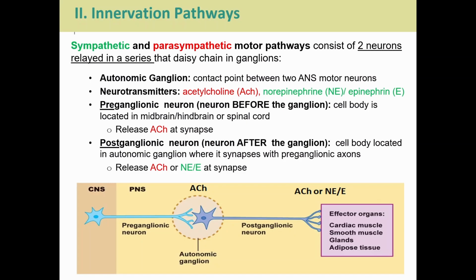So preganglionic neuron, this is the neuron that comes from the central nervous system and extends all the way out. This one is going to release acetylcholine at the synapse. And then the postganglionic neuron, the one that is going to connect us to the actual effector, this one is going to release acetylcholine or norepinephrine, epinephrine. And that just depends on, are we going sympathetic or parasympathetic? Do we want to excite something? Do we want to inhibit something? Right? That's just going to depend.